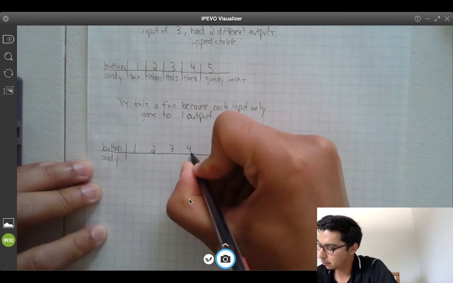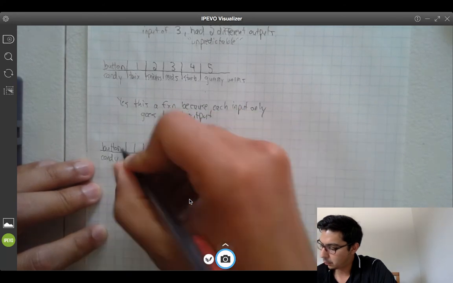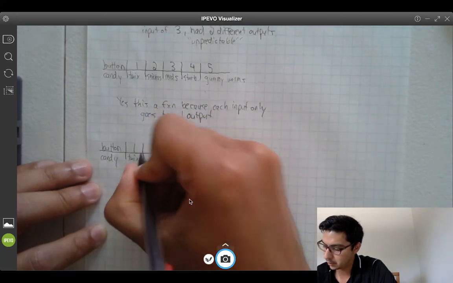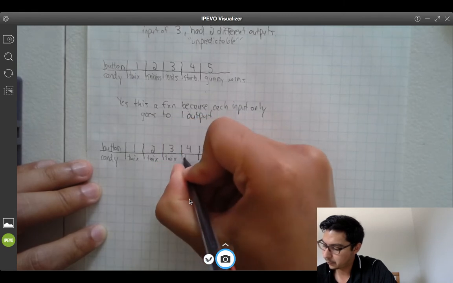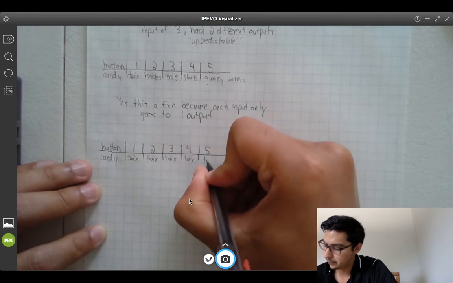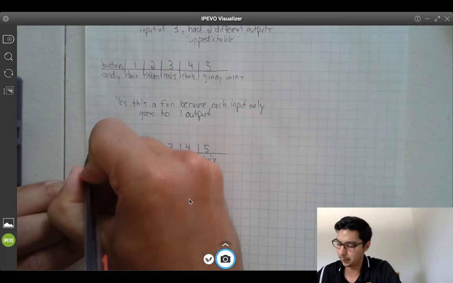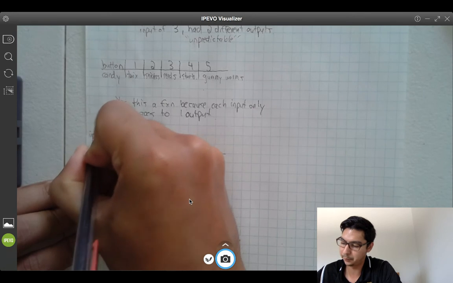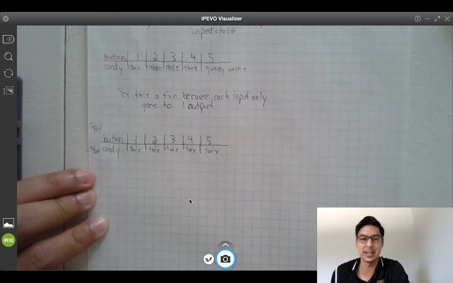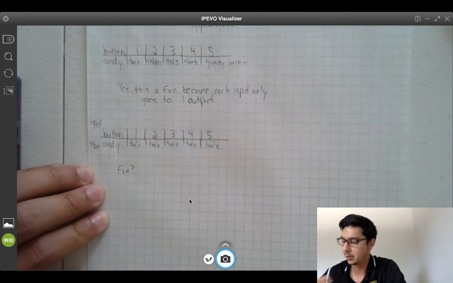Let's go buttons 1, 2, 3, 4, 5. And what if they all gave Twix? What if they all have the same output, right? Because remember, typically the bottom row is the outputs, and in this case that is it. Is this a function?